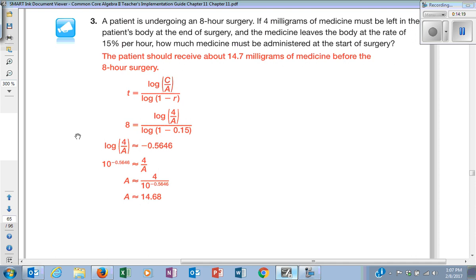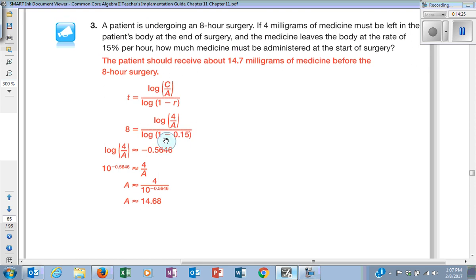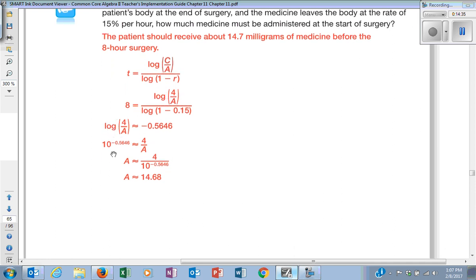Now this time they're solving for A, and you can look through, and they multiply both sides by this to get this to the other side. When they do, that's where this number comes from, and then they put this on this side. How do I get this? What does this really mean? Well, that means that 10 to this power equals that, the argument, so that's what they did down here.